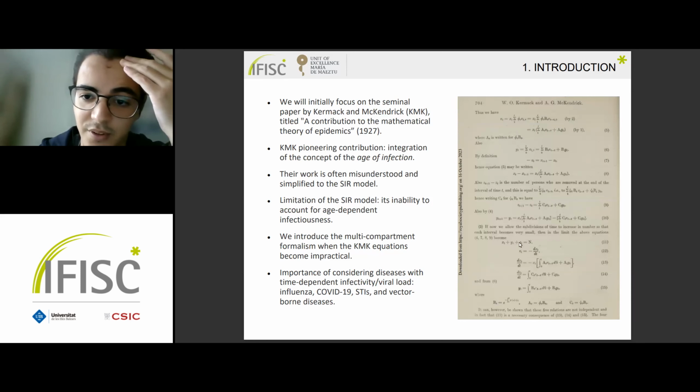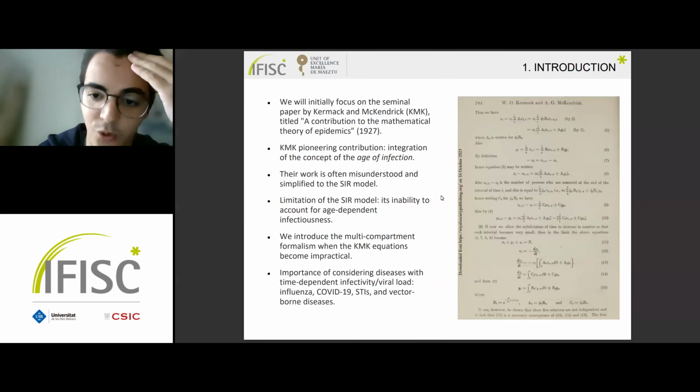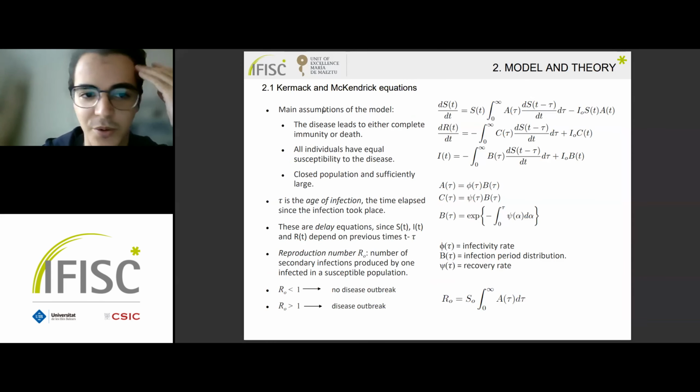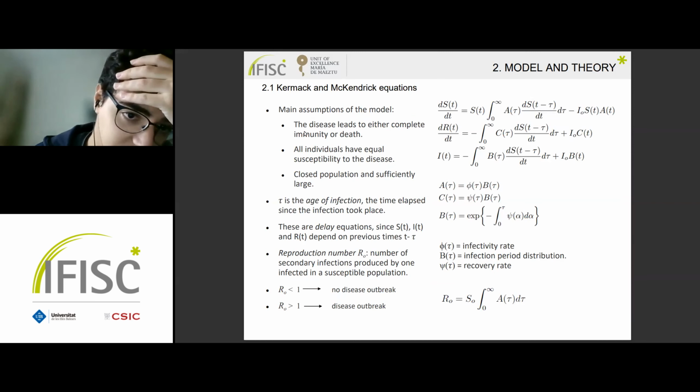And here we have a small sample of their old paper, almost 100 years ago. So the main assumptions of the Kermack and McKendrick model is that the disease leads to either complete immunity or death. That means that a recovered individual cannot be infected again. Then all susceptible individuals have the same probability of encountering an infected individual, of being infected by an infected individual. And we will also always use the assumption that the population is closed and sufficiently large.